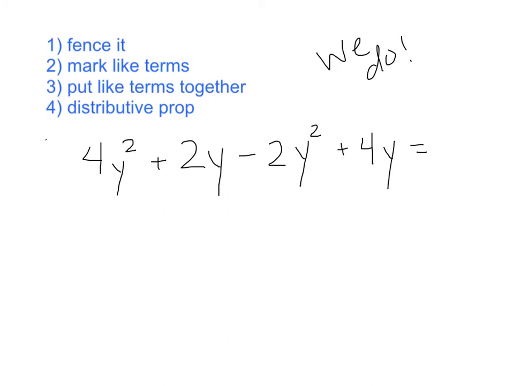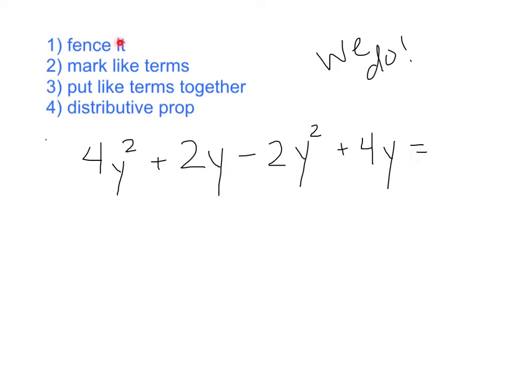Okay, so let's do the we do, and if you have not already written the steps down, then now you have to write the steps down. So number 1, fence it. Number 2, mark the like terms. Number 3, put the like terms together. And number 4, distributive property. And then go ahead and write down the we do problem. Push play when you're ready to do this.